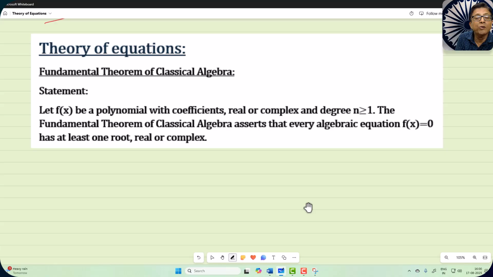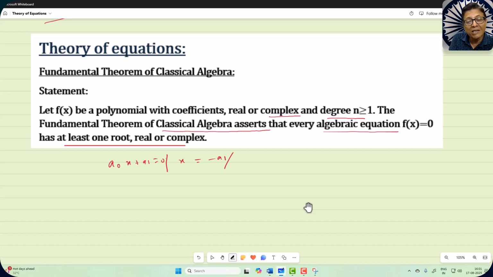Let f(x) be a polynomial with coefficients real or complex, and it has degree greater than or equal to 1. The fundamental theorem of classical algebra asserts that every algebraic equation has at least one root, real or complex. If you have an algebraic equation of the form a0x + a1 = 0, its root, I have just told you, is minus a1 by a0. One root will be there and the degree of the polynomial should be greater than or equal to 1.